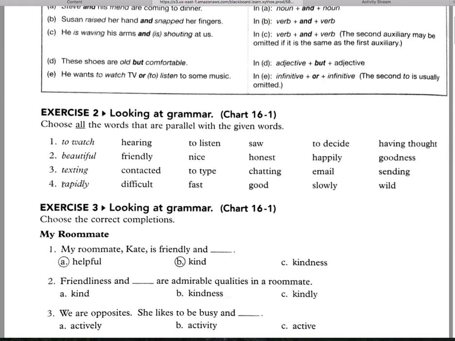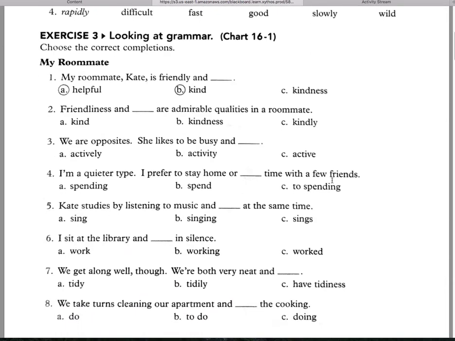Rapidly. Rapidly is an adverb. Now let's find all the adverbs from the list. Difficult? No, that's an adjective. Fast? Yes. Good? No, that's an adjective. Slowly? Yes. Wild? No, that's an adjective. So for rapidly, which is an adverb, we could say the only two adverbs are fast and slowly.